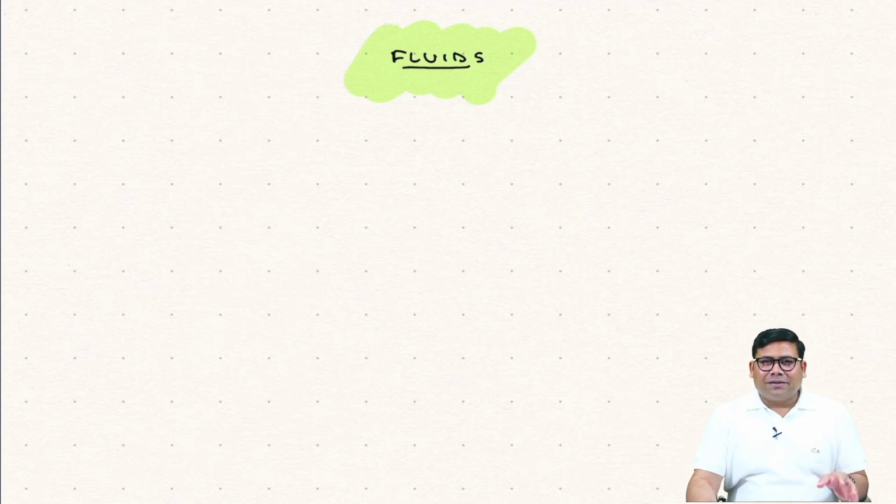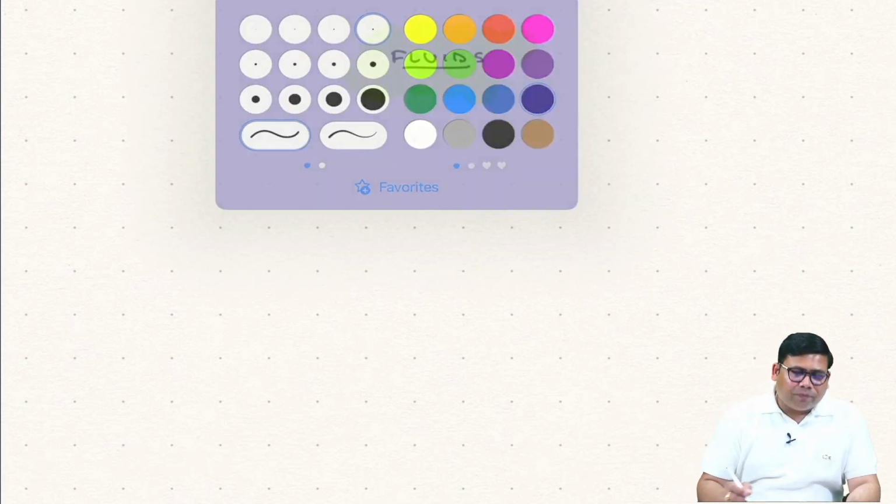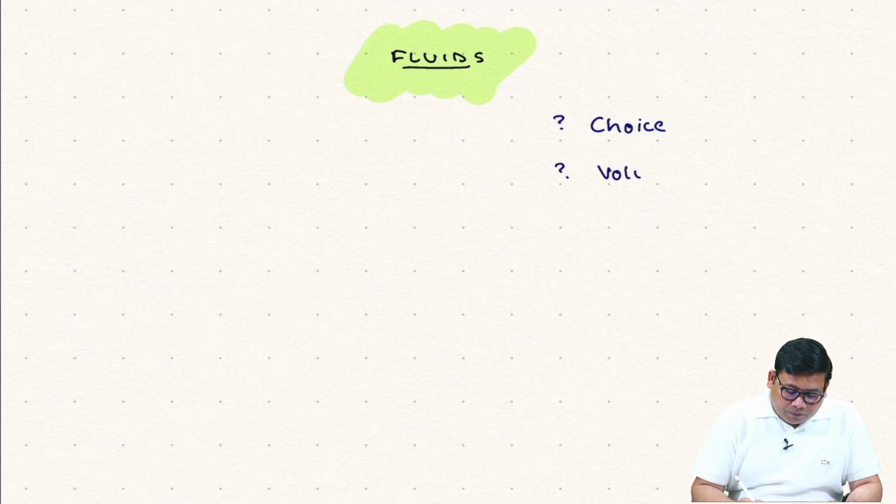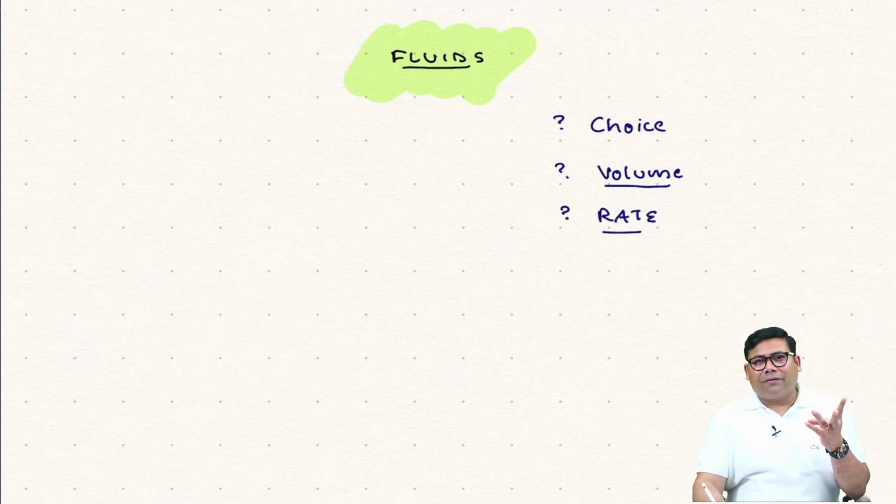Now, as a surgeon, as a medical student, as a resident or as a paramedical staff, the first thing that you should be knowing is the confidence on the topic of fluids. Whenever we talk about fluid, we have three questions in our mind. What should be the choice of fluid? Second, what should be the volume that needs to be given to the patient? And third, what should be the rate? So choice, volume and rate are the three very important things.